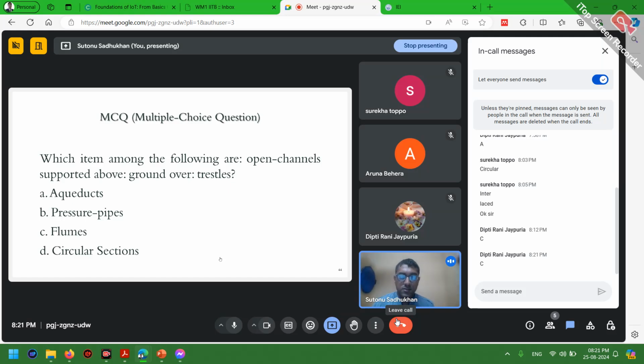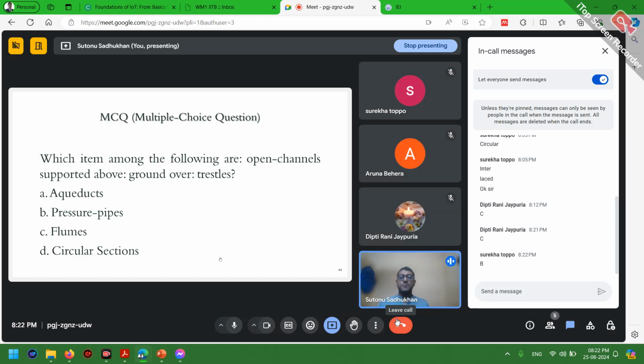Okay. Deepti is telling us option C, flumes. Any contradictions? Or do Aruna and Sureka agree with Deepti? Okay, Sureka is telling us B, pressure pipes. You see, the thing is that pipes, what do you think? Are pipes closed or open? Pipe is closed, basically. Circular channels are also closed things. Circular is basically the cross section.